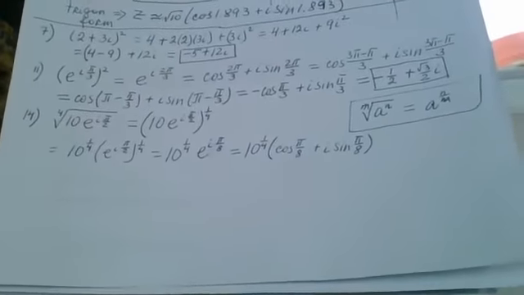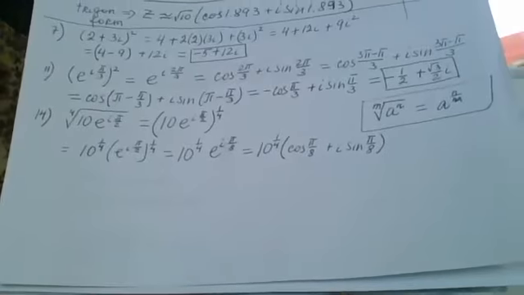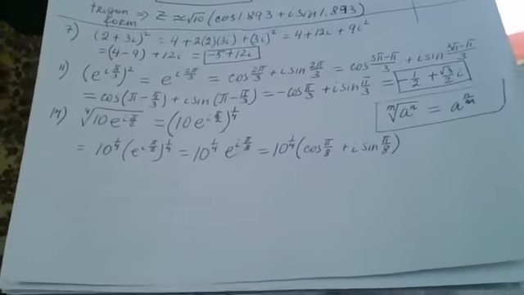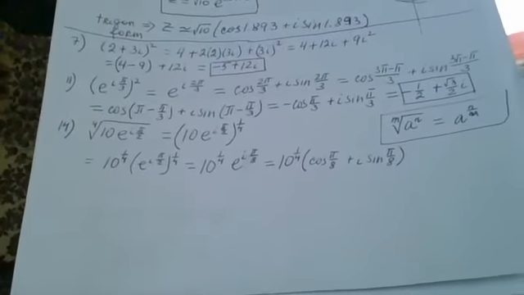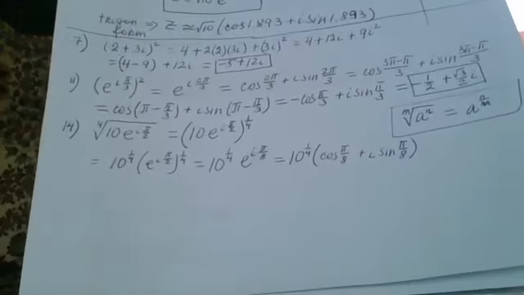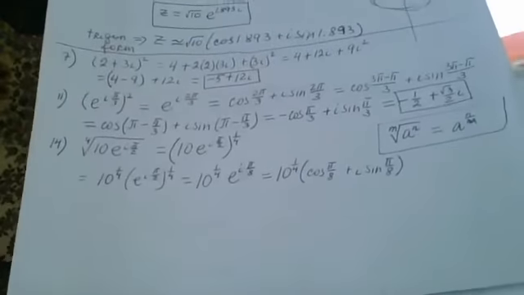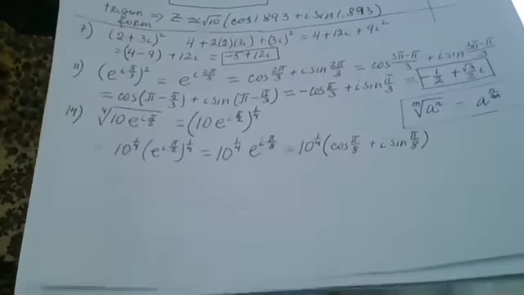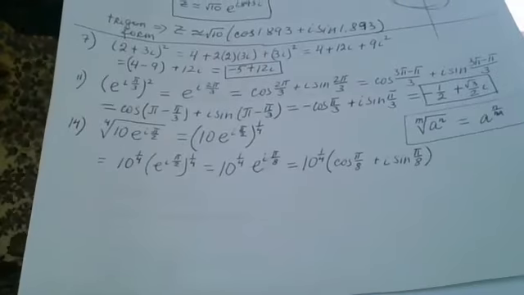Pi over 8 is a very simple angle from the first quadrant because it is half of pi over 4. So it is practically 22.5 degrees. So definitely it is in the first quadrant. Cosine and sine and all other functions of that angle are positive because the angle is from the first quadrant. So I don't need to change that pi over 8 to any other form.